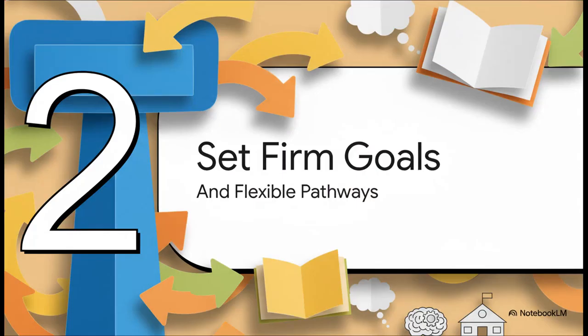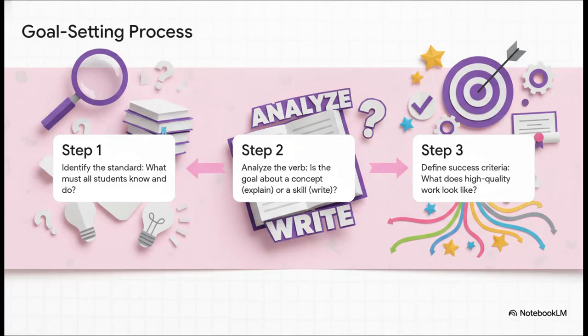Okay, so how do we actually do this? Where do you even start? Well, the first step, and honestly, this is the most important one, is to get super, super clear on your goals. You have to know what's non-negotiable and where you can be flexible. It's basically a 3-step process. First, just look at the standard. What do all students have to know and be able to do?